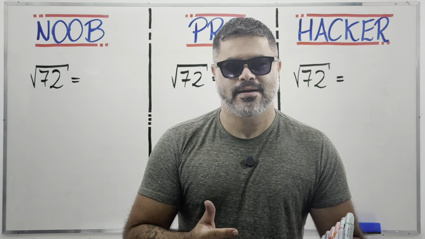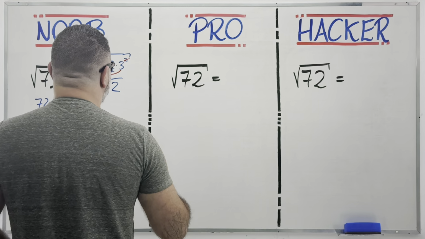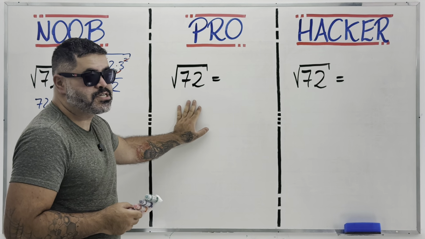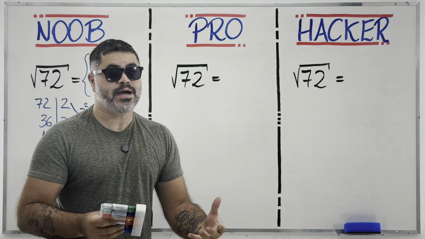And now the pro way. The pro is amazing, is fantastic. Maybe you know this way. Come with me. How would a pro solve this? A pro maybe would search for a perfect square which is related to the number 72. And when I divide 72 in half, half of 72 is 36, which is a perfect square. So I can rewrite this square root as the square root of 36 times 2.